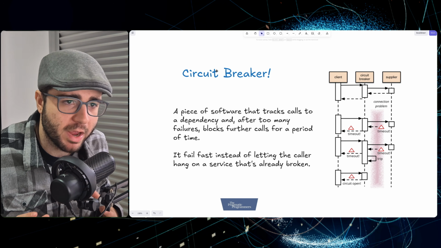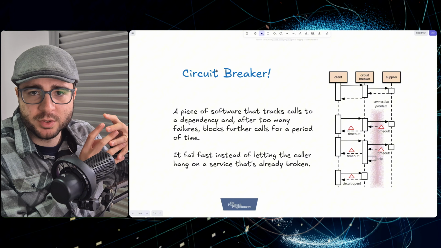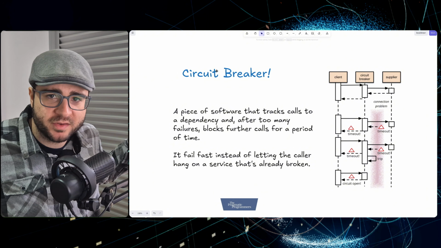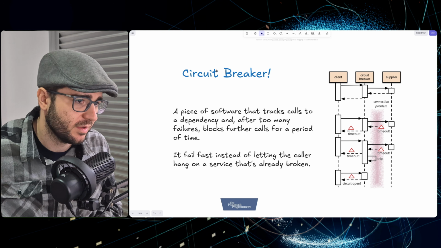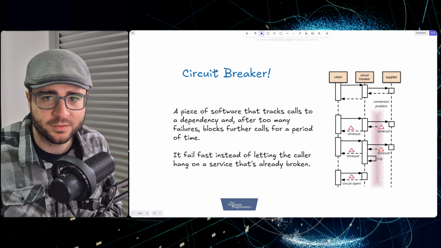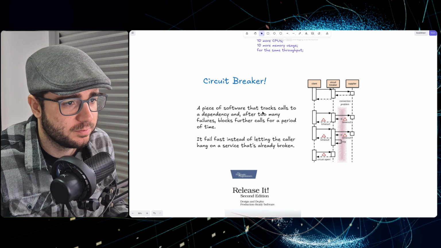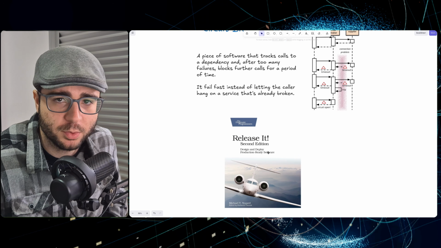It's a very interesting piece of software. It's just a thin wrapper around the call that we want to have this behavior, and we have an in-memory state that keeps collecting the successes, the failures, and the timestamps for that, and decides to open or to close the circuit. This principle is described in this book, Release It.